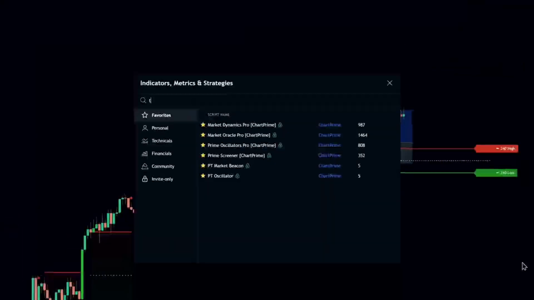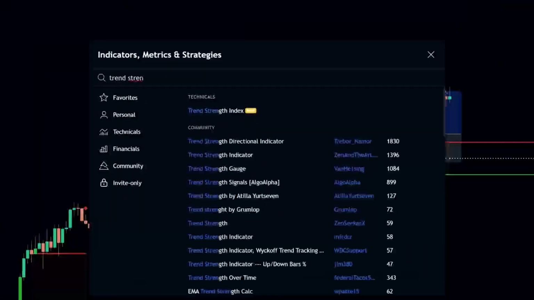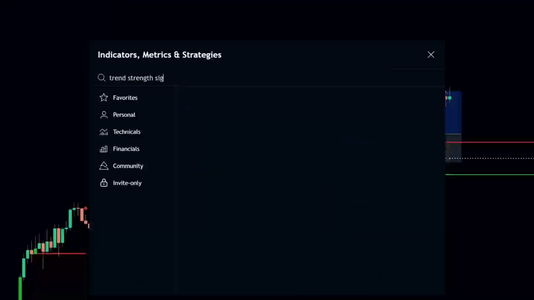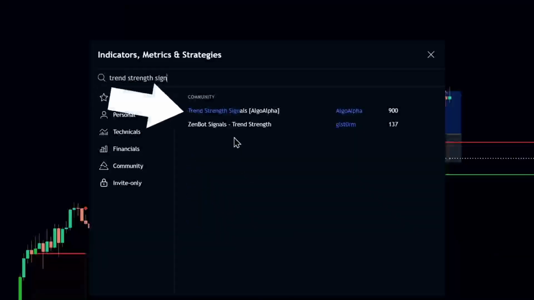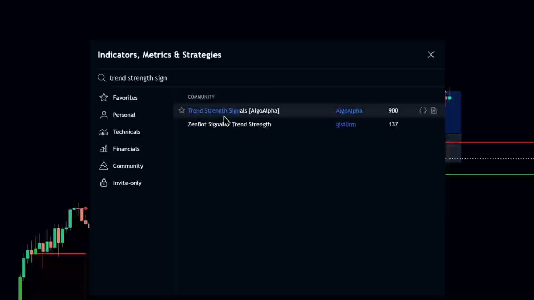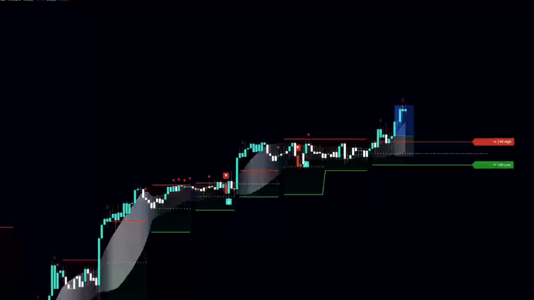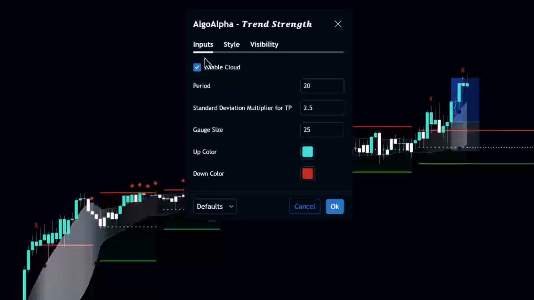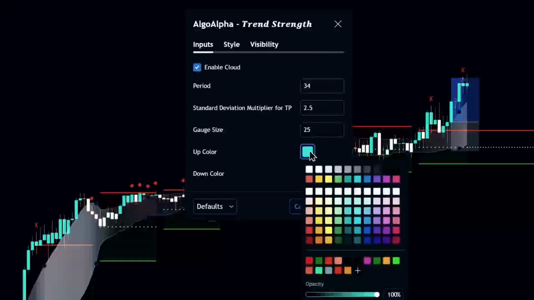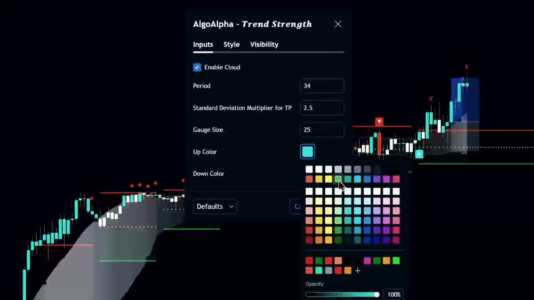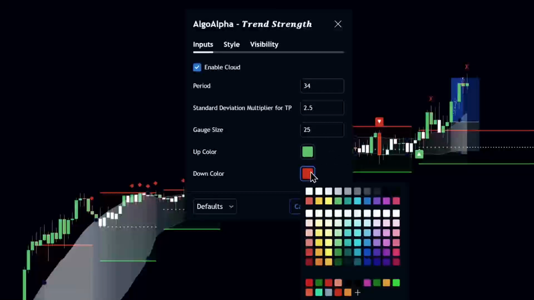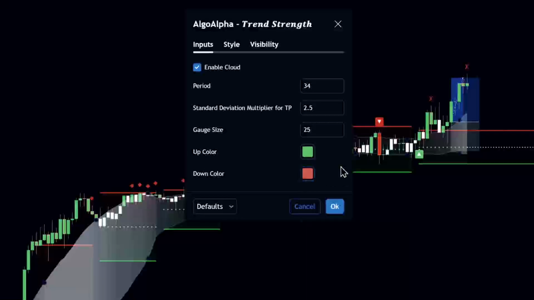Alright, back to the second indicator. Open the indicator search tab so we can add a trend indicator. Type in trend strength and select the one called Trend Strength Signals by Algo Alpha. Big shout out to them. Double click on the trend strength indicator and under the inputs tab, change the period to 34. I'll do the same here. Then I'll tone down the brightness of the up and down colors, switching to a standard blue for bullish and red for bearish. Once that's done, click OK.